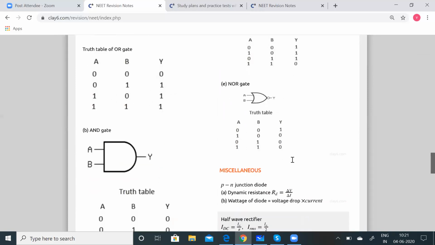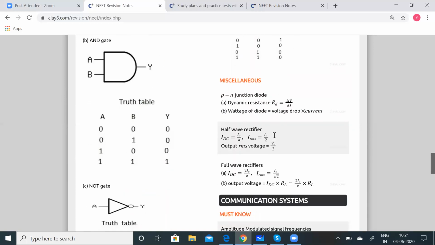And the NOR gate finally, it is obtained by connecting the output of an OR gate to the input of a NOT gate. Its output is high if neither input A nor input B is high. This is described by the Boolean expression A plus B, the whole bar, is equal to Y. This is the symbol for the NOR gate, and the truth table is given here.